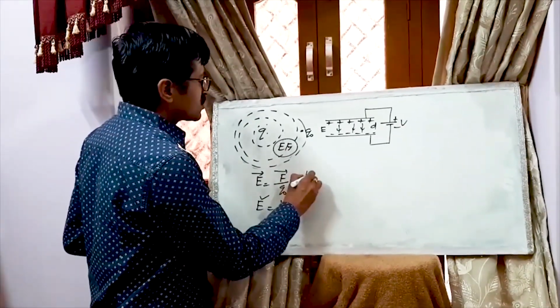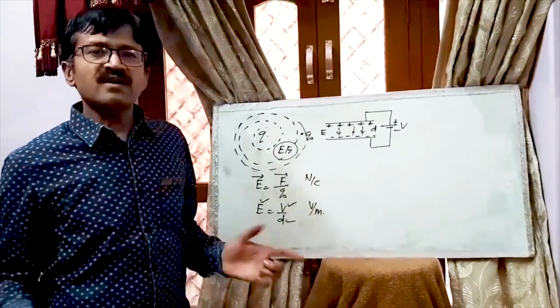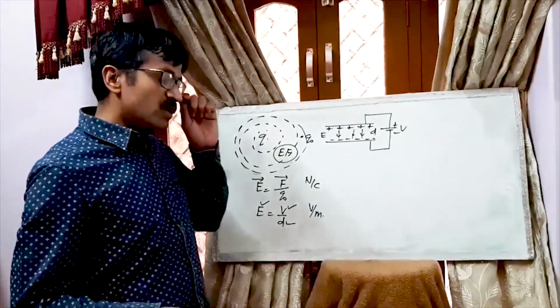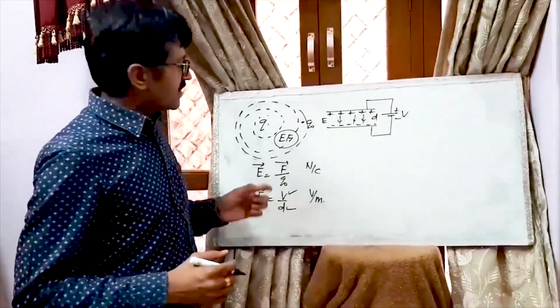Its SI unit is Newton per coulomb or volt per meter. Nothing else, the same thing. You can say Newton per coulomb or you can say volt per meter.